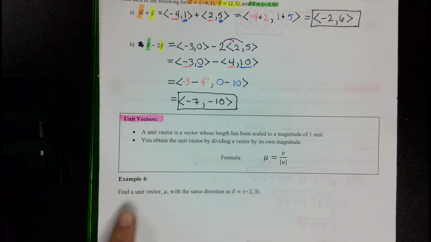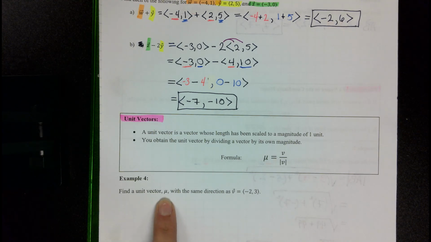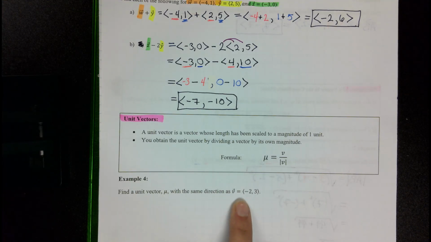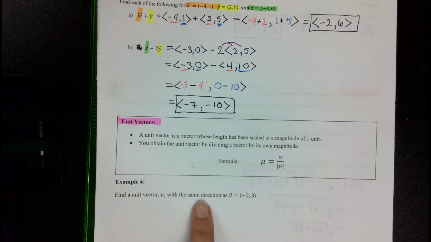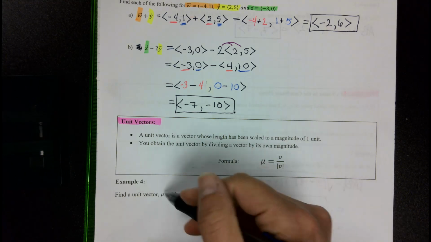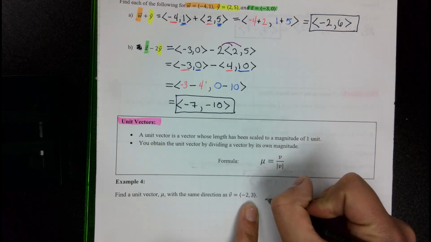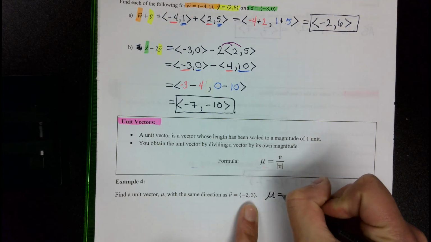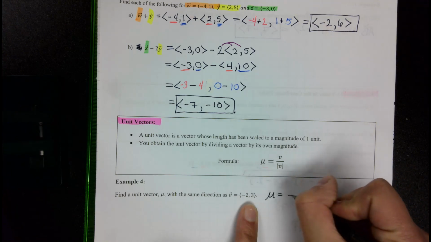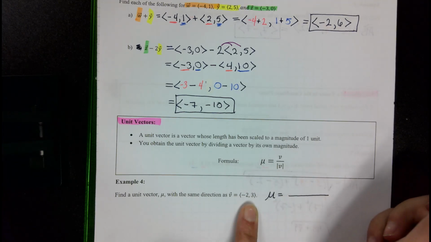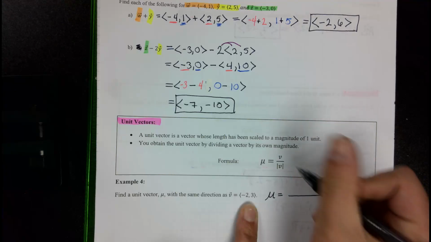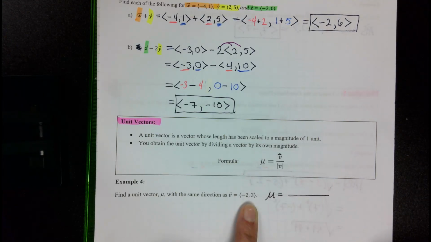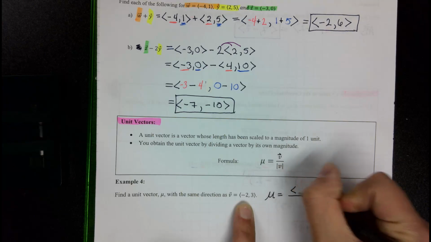So we have: find a unit vector, this little symbol here, that's mu, with the same direction as a vector v. So the unit vector with the same direction as vector v given negative 2, 3. So I need to set this up. I need to find unit vector mu, so this is going to be mu equals a fraction. On top, I just have vector v, which is given right here. This could also have a little arrow. Sometimes in Word, it's hard to get the exact right notation.